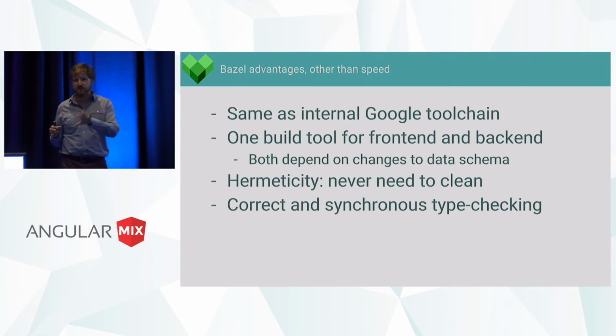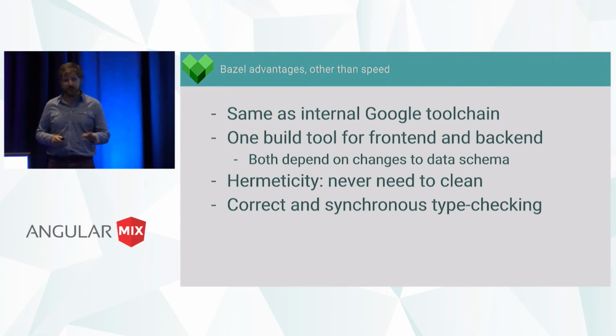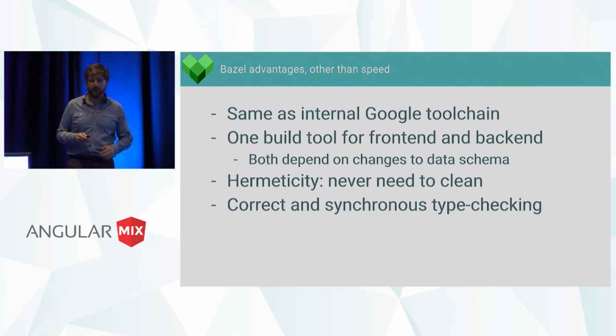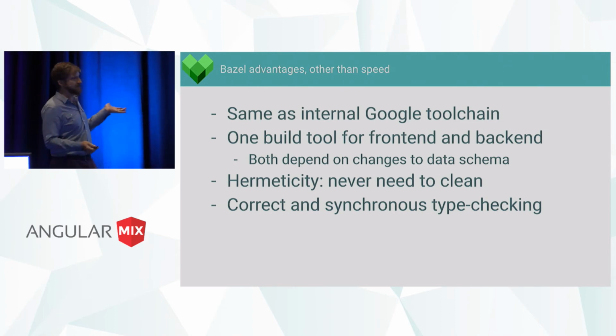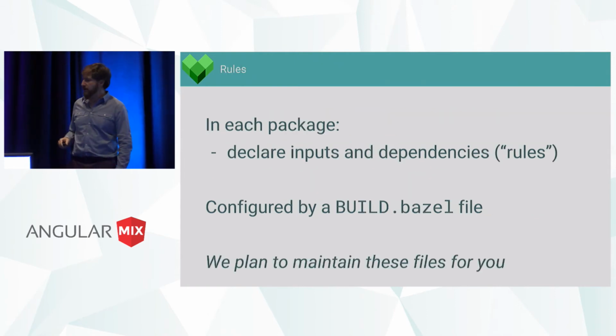Hermeticity is a fancy word, meaning it's sealed. So the results of building something in Bazel depends only on the inputs that you declared. So one nice thing about that is that we should never need to run a clean. Like, we should trust that the results are correct. I'll talk about another advantage in a couple minutes. And also, it has correct and synchronous type checking. As I said, we go up the graph and we find exactly which things need to be retype checked depending on what changed.